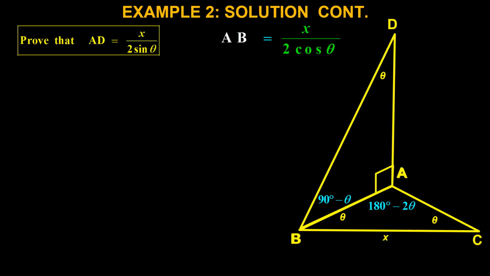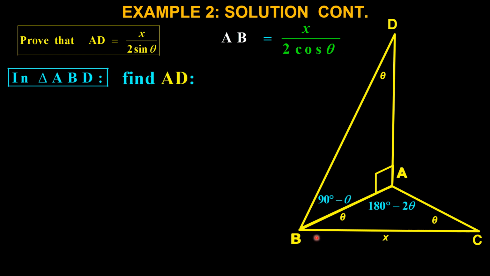Let's continue with this question here. There we have our diagram with all the information. And remember, our objective is to prove that AD is equal to that expression, right? So let's see what we have there. That was what we calculated from the previous step. We found AB, and AB is x over 2 cos theta. So we just need to know that.